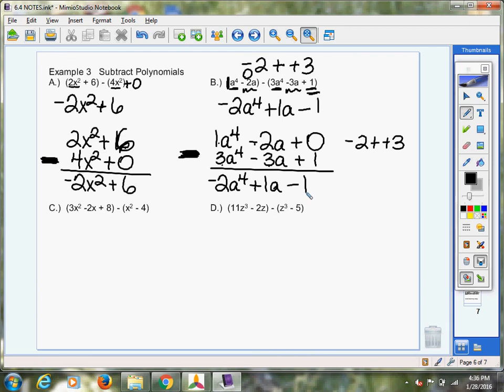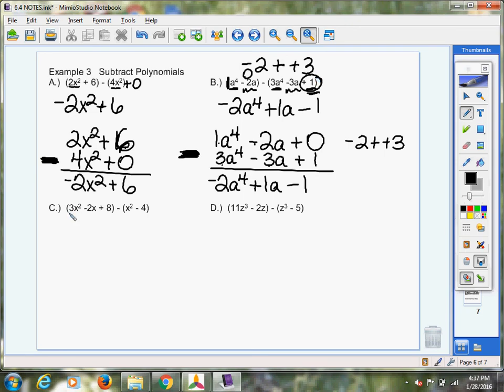The biggest mistake I've seen is usually right here. Most students are like, hey, I don't have a number in the first quantity, and they'll just drop the number down. That's okay in addition, but in subtraction, you just miss the whole problem, because you missed the sign. All right, let's look at letter C.